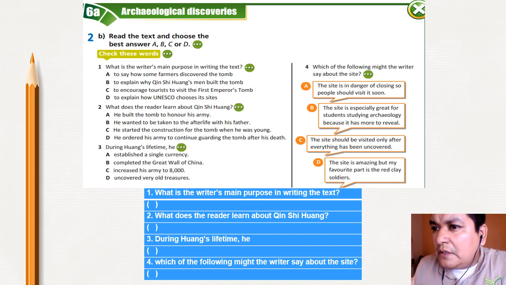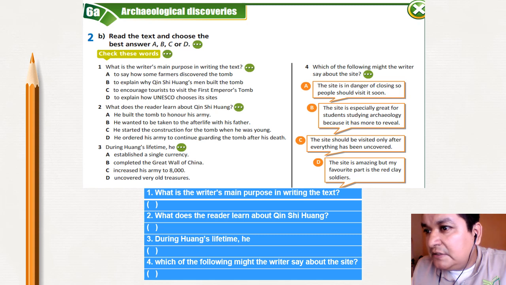He built the tomb to honor his army. He wanted to be taken to the afterlife with his father. He started the construction of a tomb when he was young. He ordered his army to continue guarding the tomb after his death. During Huang's life, he established a single currency, completed the Great Wall of China, increased his army to 8,000, uncovered very old treasures. Number 4.